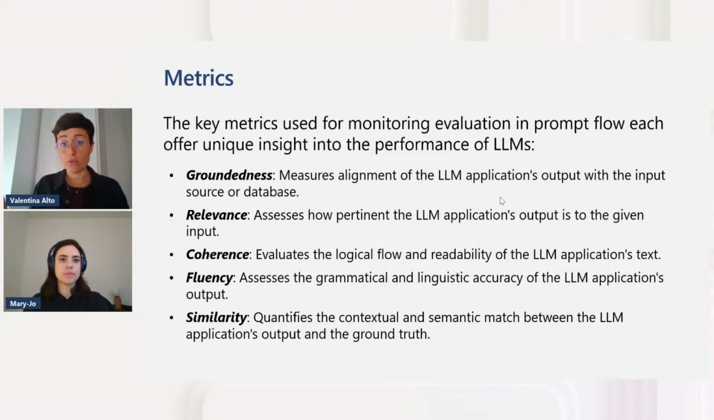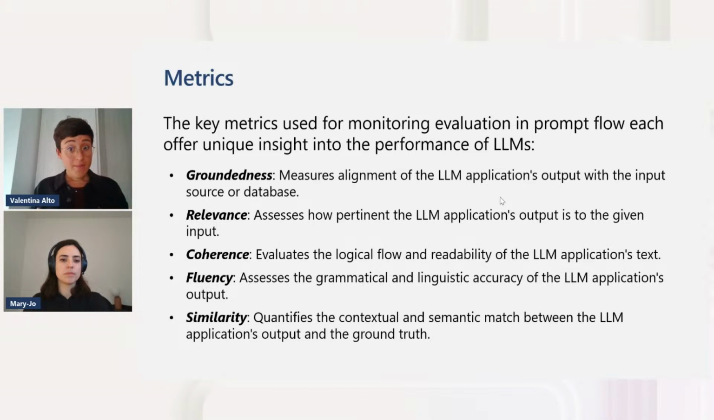But still, it's very useful for RAG-based applications. Then we have relevance, meaning that we assess how pertinent the LLM application's output is to the given input. So in this case, the comparison occurs between the input and the output at semantic level. We then have coherence, meaning that we want to evaluate the logical flow and readability of the LLM application's text.